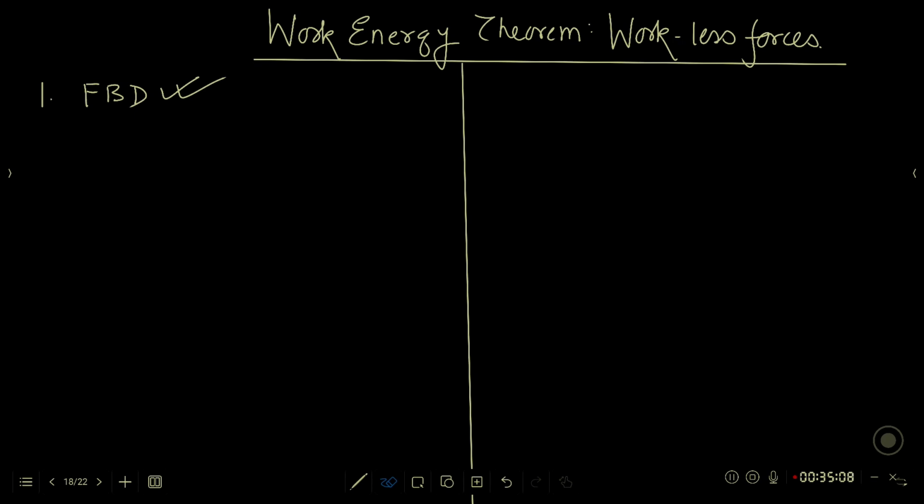Okay. Now, when you draw an FBD before applying the work energy theorem, you may identify some forces which are actually workless forces. Workless forces sounds almost like worthless forces, and indeed they are worthless as far as the work energy theorem is concerned. Not only does it sound similar, they act also in a similar manner.